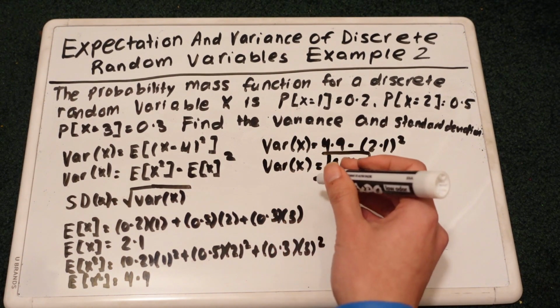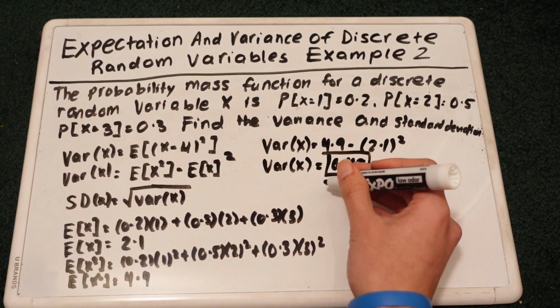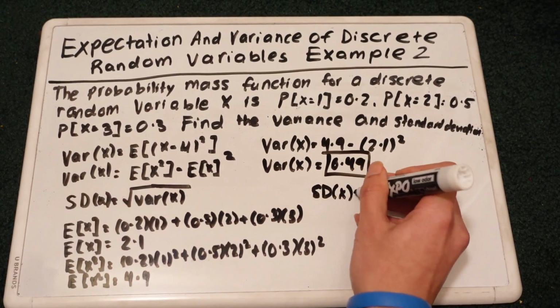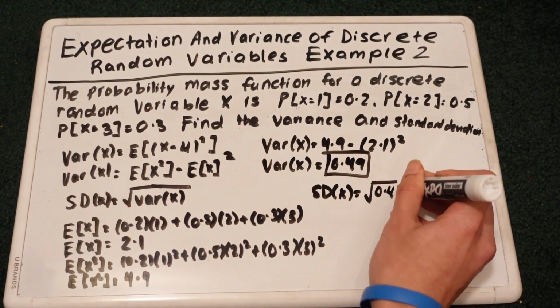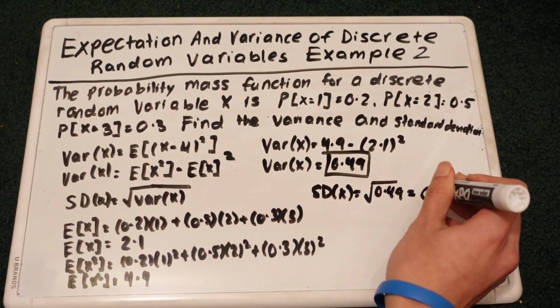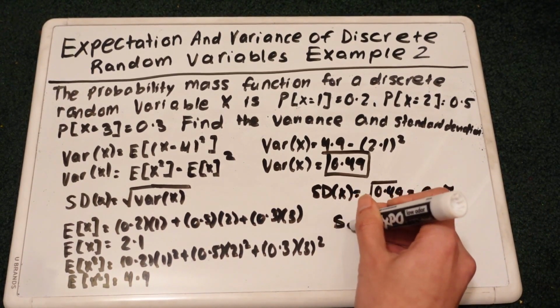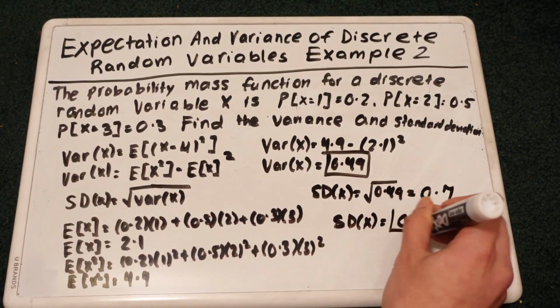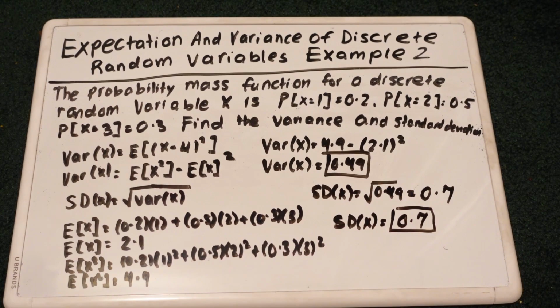To find the standard deviation, we just have to take the square root of this term, and this just equals 0.7. The standard deviation of X is equal to 0.7. So the variance is equal to 0.49 and the standard deviation is 0.7. And this is another example of an expectation and variance of discrete random variables problem in probability.